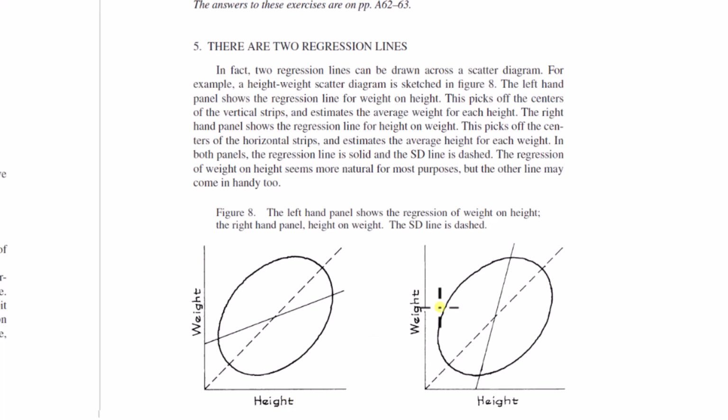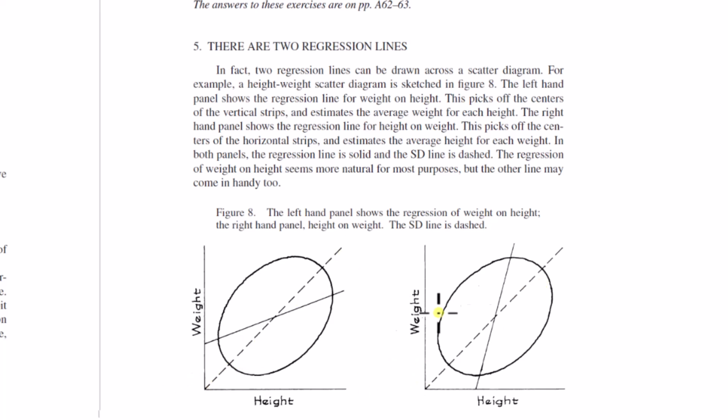Here's the regression line for whenever weight's the independent variable. Here's the regression line for whenever height's the independent variable. And you can see the regression line for height as the dependent variable is steeper than the regression line for weight as the dependent variable. We know that the regression line in general is always less steep than the SD line, but when you do it the opposite way, it's always more steep than the SD line, or equal to, or they're the same line.